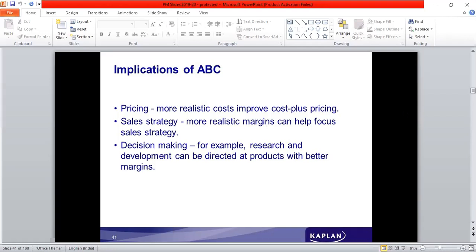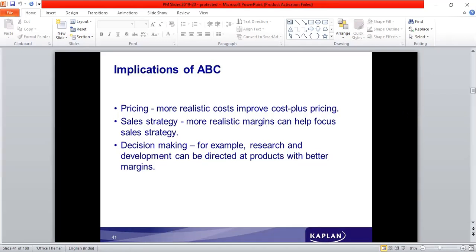Then we see decision making. For example, research and development can be directed at products with better margins. So if they allocate the cost appropriately, in such situation, the selling price can be decided properly. Then there are certain costs which are incurred in the initial stage, that is the research and development, product designing. These are the costs which are incurred in the initial stages. So it says that research and development can be directed at products with better margins.